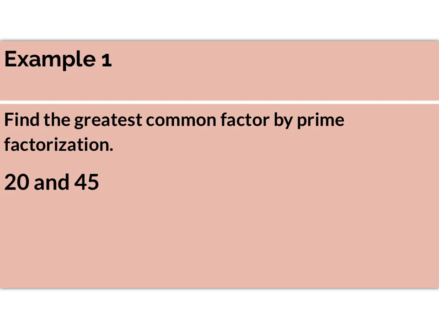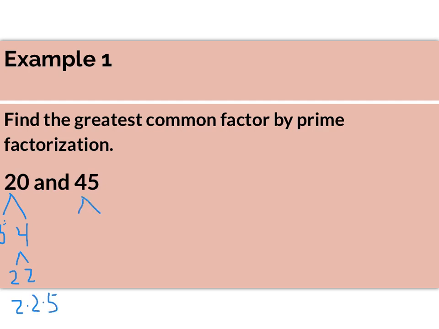So let's try this example. 20 is 5 times 4, and 5 is a prime number, but 4 is not, so we have to keep going. So we go to 2 and 2. So all the factors, the prime factors of 20 are 2 times 2 times 5.